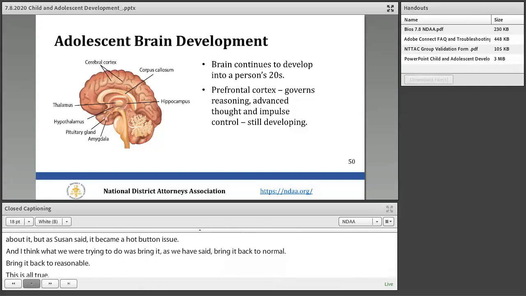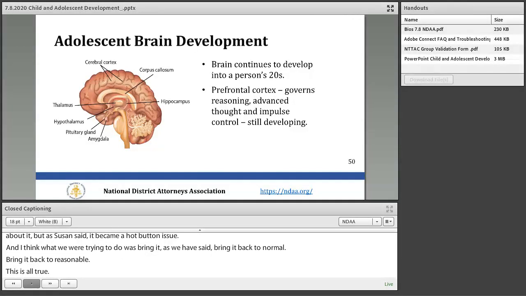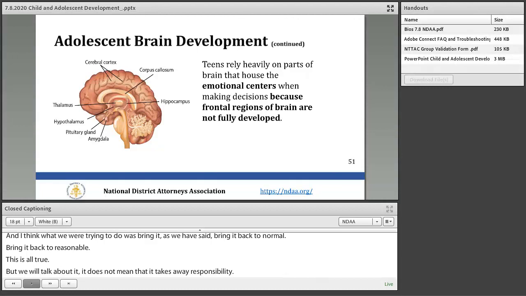This is all true, but it doesn't mean that that takes away responsibility. It just means the reality of the brains that we're working with are young people, and they might not be making the best decisions.